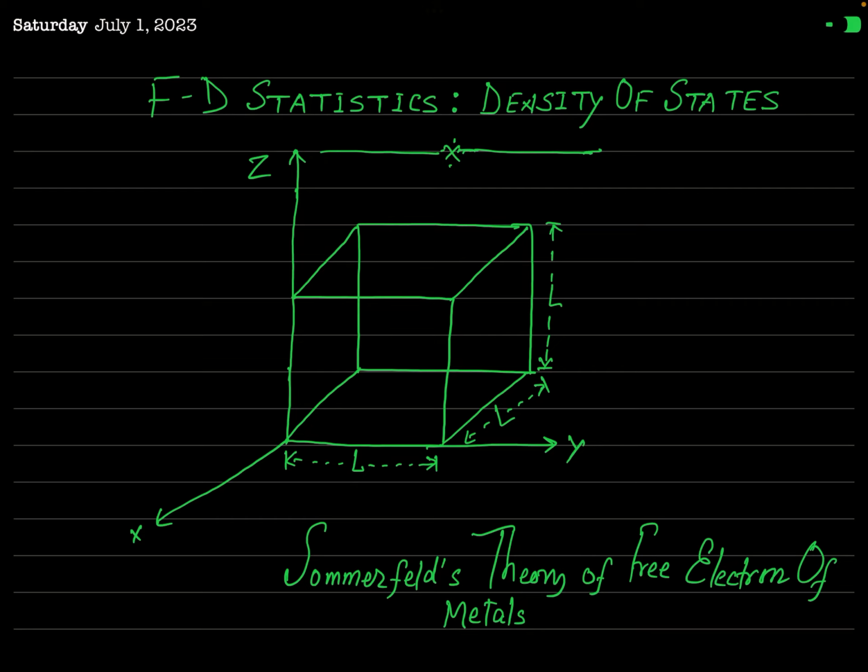The first and foremost application which we will see in this regard is to calculate the electronic specific heat. But before the calculation of electronic specific heat, we will also have to see some of the simple applications of Fermi-Dirac statistics, and those are the calculation of density of states and Fermi energy.